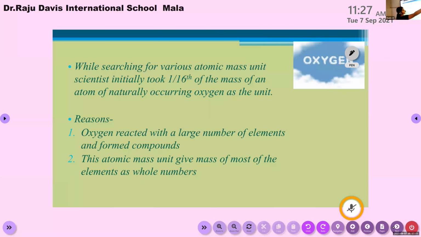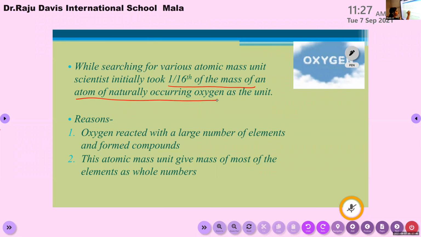So next we are going to fix the atomic mass of one element. I told you we will identify the atomic mass of one element, right? Then we will relate the atomic mass of all other elements with this reference. While searching for various atomic mass units, scientists initially took 1/16th of the mass of an atom of naturally occurring oxygen. So first scientists identified that 1/16th mass of oxygen is considered as one atomic mass unit.